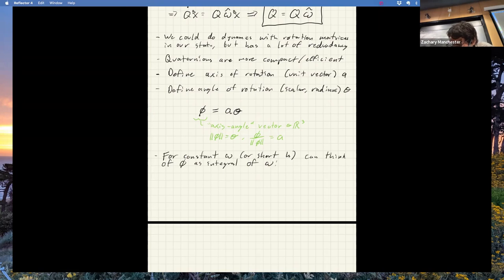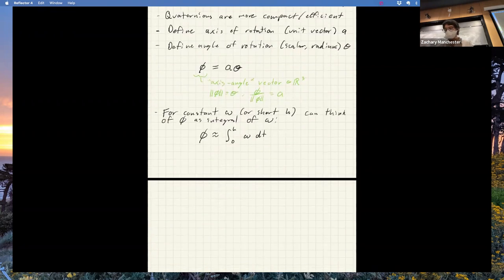So approximately for a short time horizon, you have this kind of thing. But in general, you don't want to do this because all the singularity nonsense we talked about sort of holds. So for very short DT, this is sort of a reasonable approximation though, or very short H rather. It is true if omega is constant.